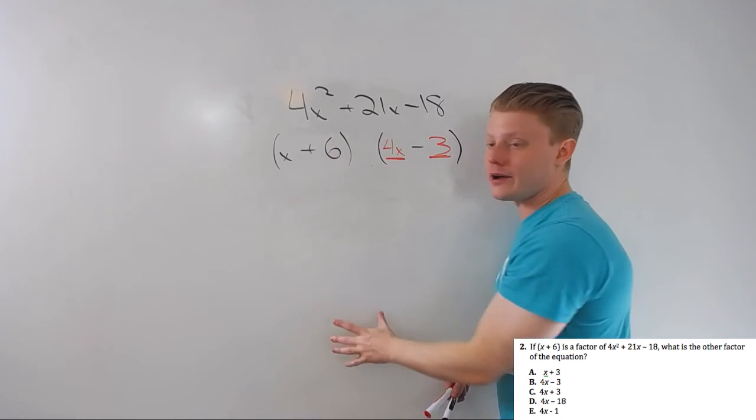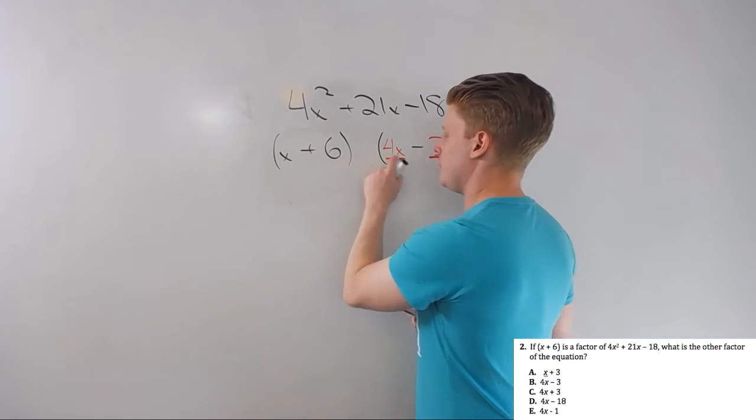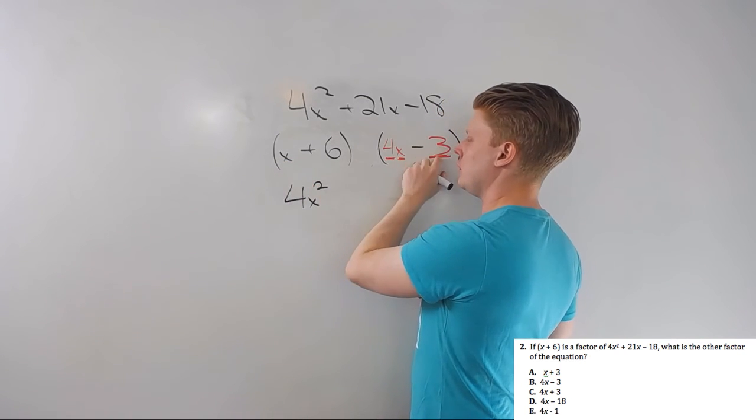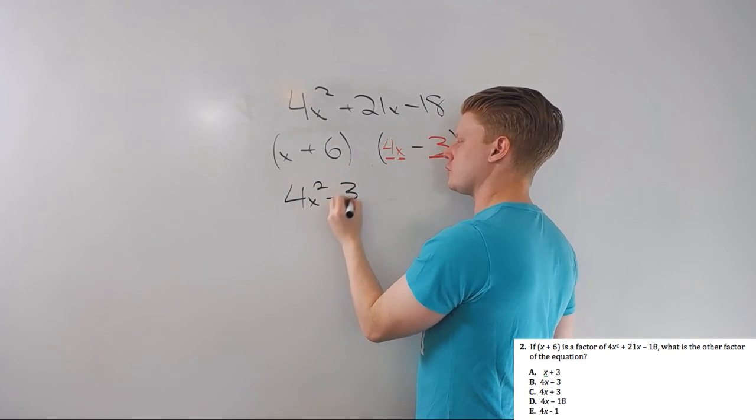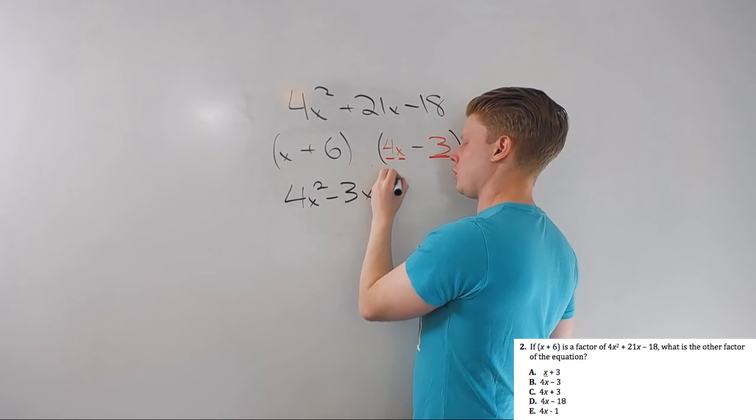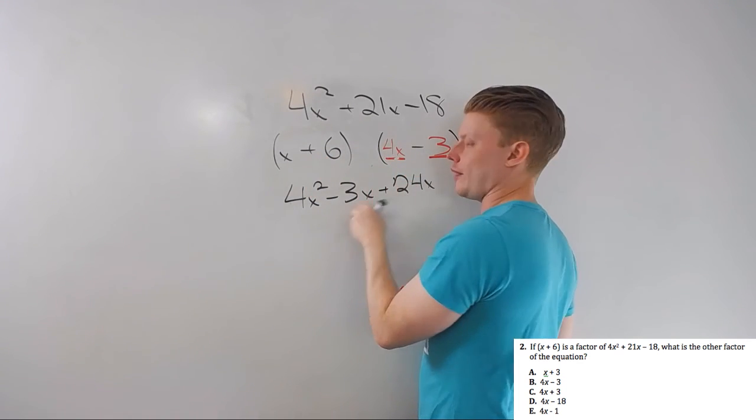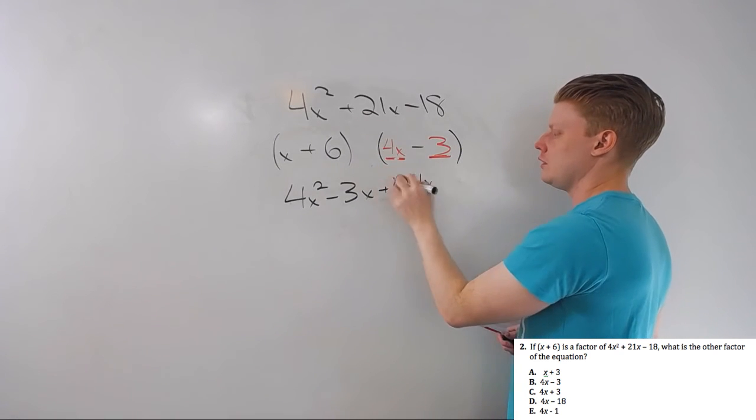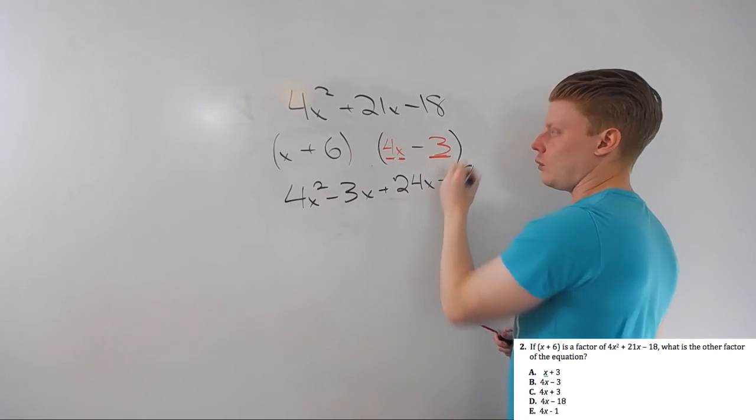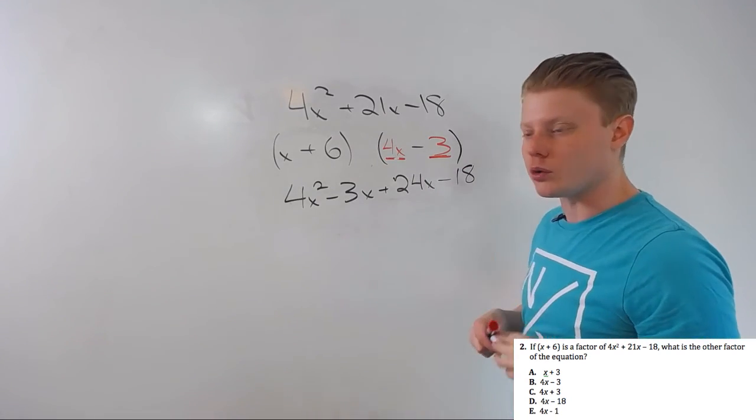Now, you can go back and FOIL this out, right? X times 4x is 4x squared. That's my first. Outer. X times negative 3, negative 3x. Inner. 6 times 4x is plus 24x. You can already see 24 minus 3. That's going to give me my right middle term. And then 6 times negative 3 is negative 18. It all works. There's a great shortcut, back solve.